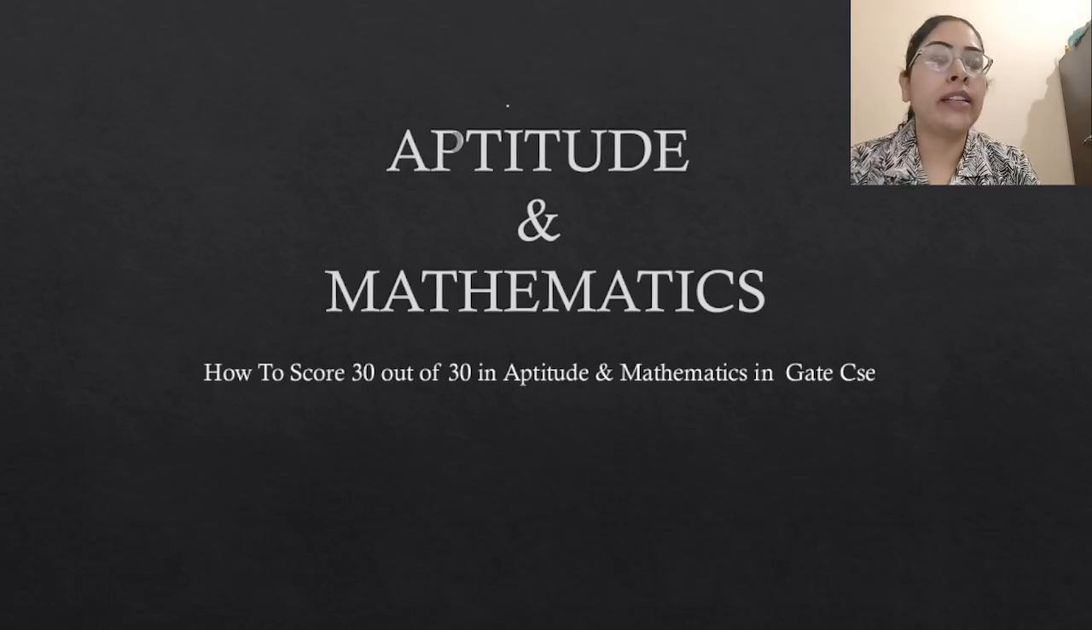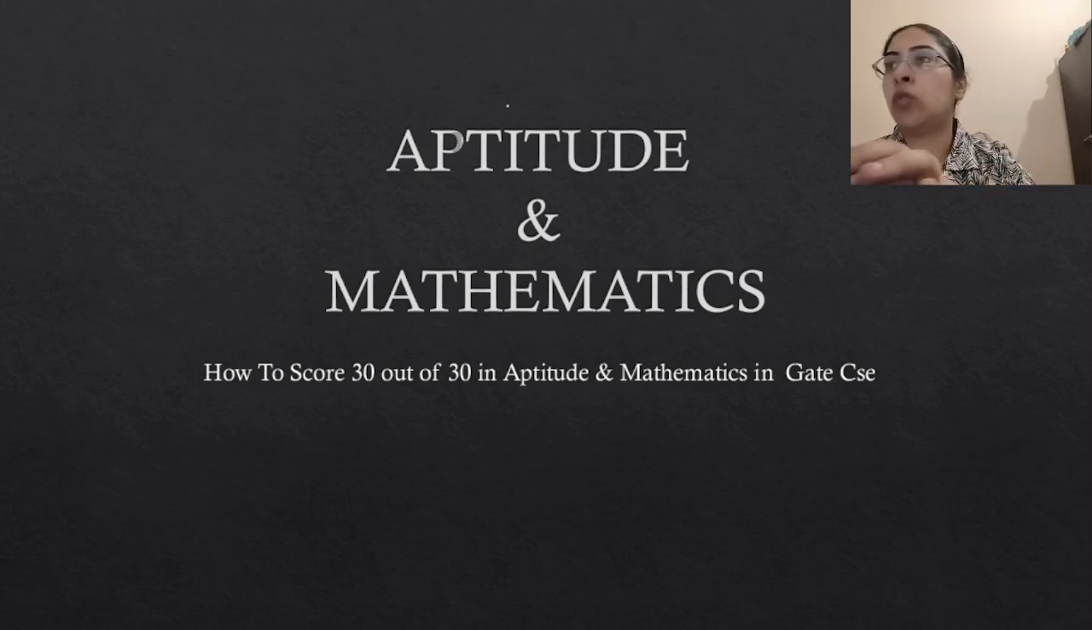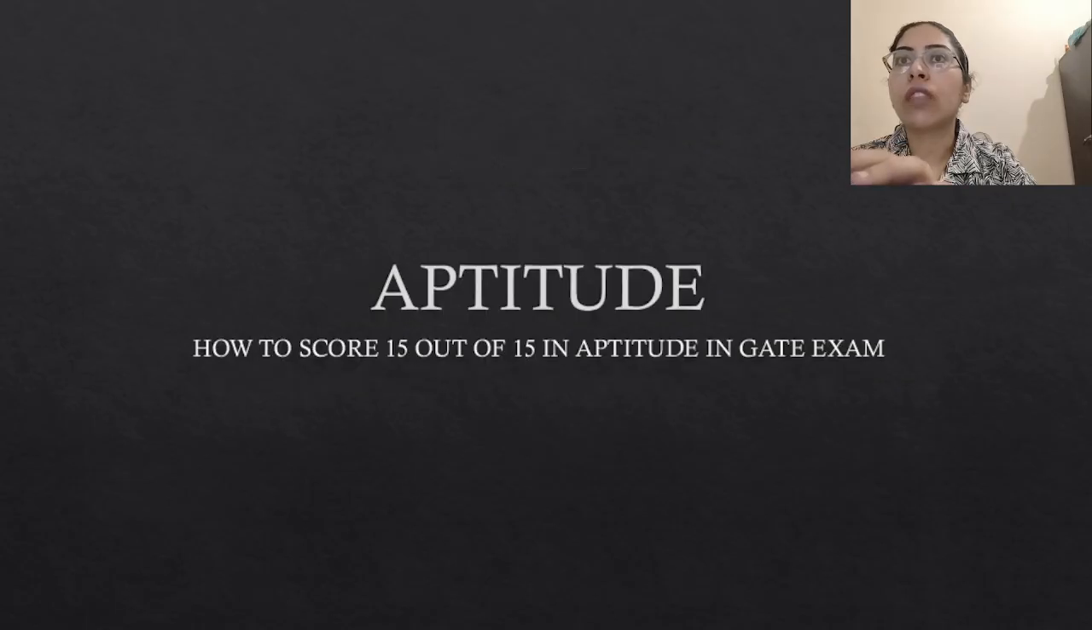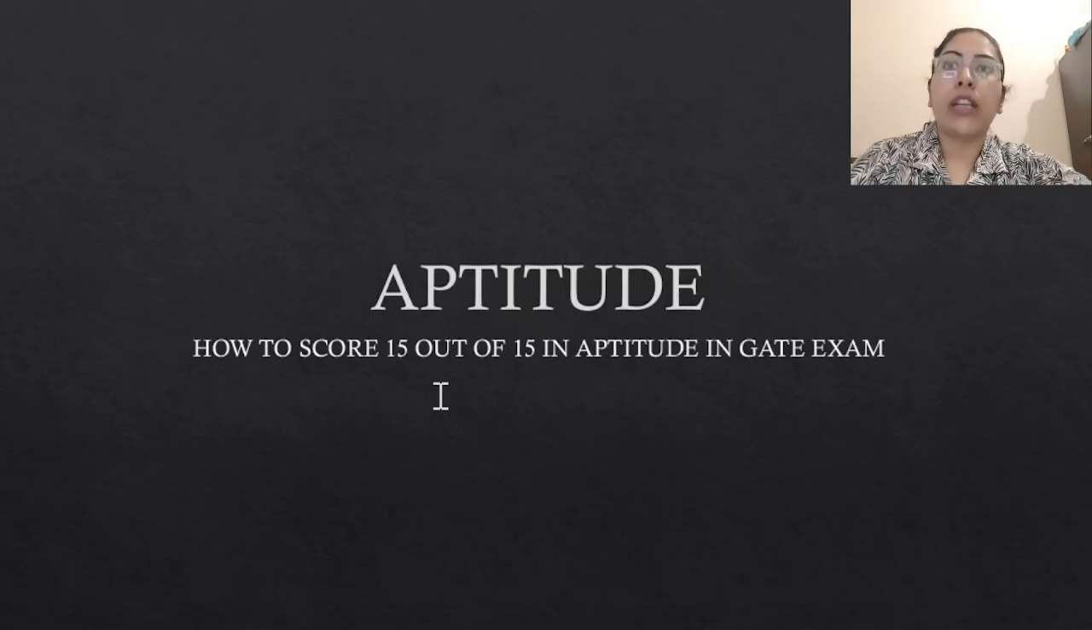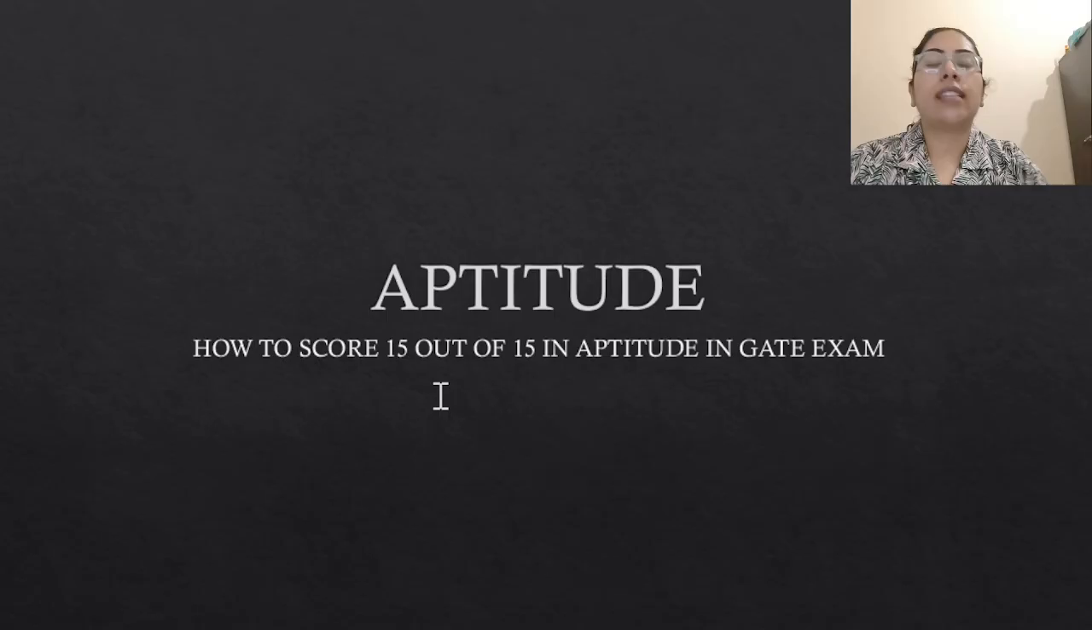Aptitude and mathematics are the highly weighted subjects in the GATE examination. So we shouldn't ignore these two subjects. They constitute about 30 marks in the GATE exam. So let me start with the aptitude first. How to score 15 out of 15 marks in the aptitude in the GATE exam.